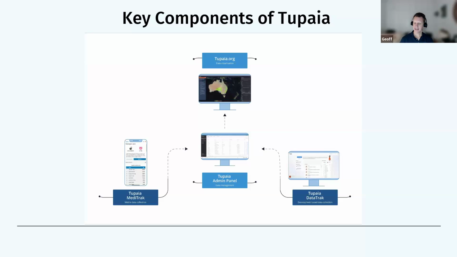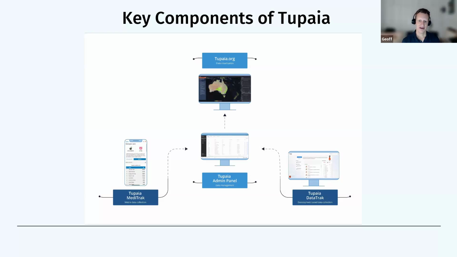On the right-hand side, there's an app called Tupaia Data Track. It's very similar to MediTrack and is also for collecting data. It was developed about 2 years ago, primarily to allow desktop data collection. You need an internet connection to use it, but there are some additional features in Data Track over MediTrack, like tasking, and it's a different way of navigating the app.